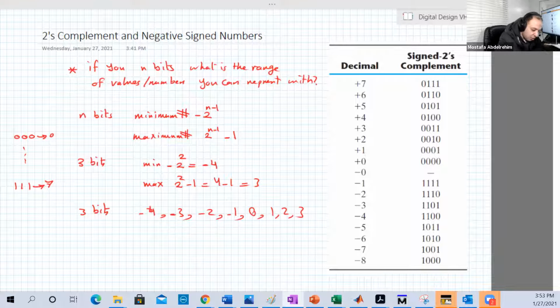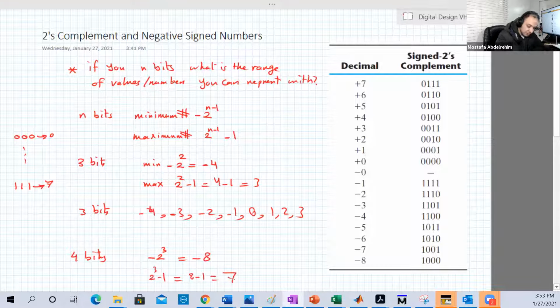Okay, how about 4? We have here the 4. So for 4 bits, the minimum is minus 2 to the 3, which is minus 8. And the maximum is 2 to the 3 minus 1, which is 8 minus 1, which is 7. Okay, so this is the first property.